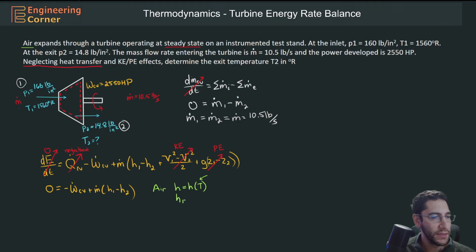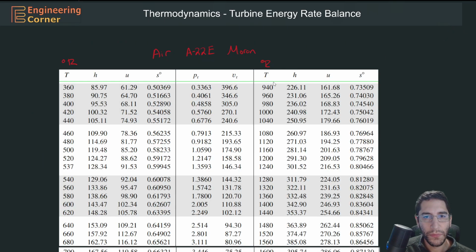But we can figure out what H1 is. H1 is going to be our enthalpy at 1,560. So what we need to do is go to table A-22E, in the book I use, which is Fundamentals of Engineering Thermodynamics. So when we go to that table, we need to now look up 1,560.